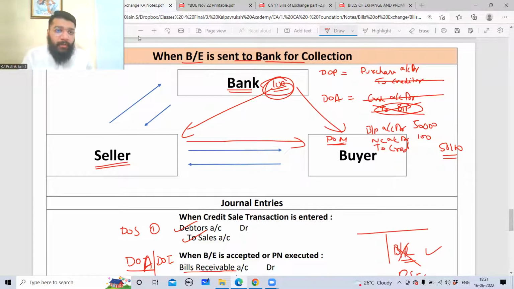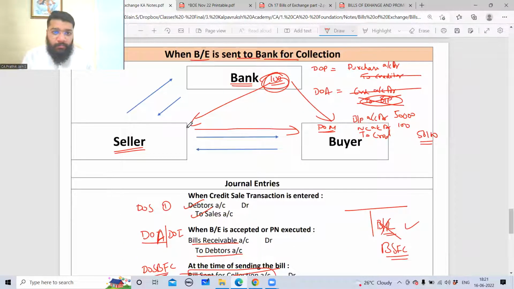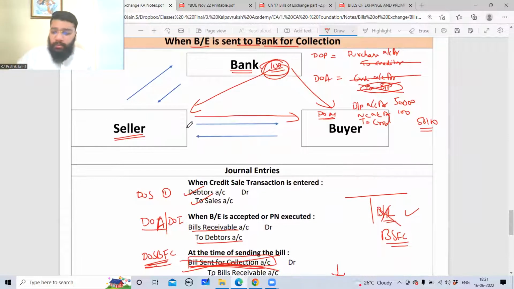I'll share this document with all of you. Don't worry, but still this entry alone you have to note. This entry is not captured, so please make a note of this entry alone. If you know the concept, no big deal, guys. This is very easy.